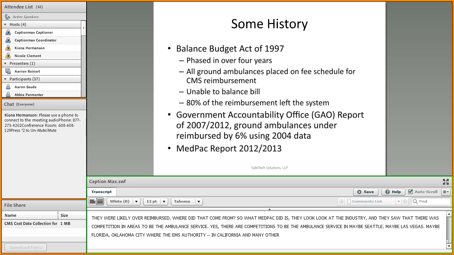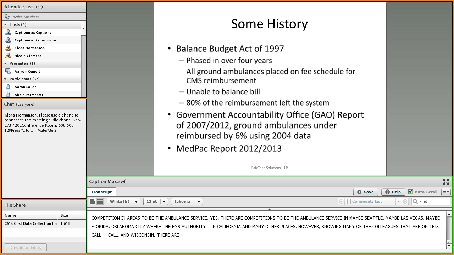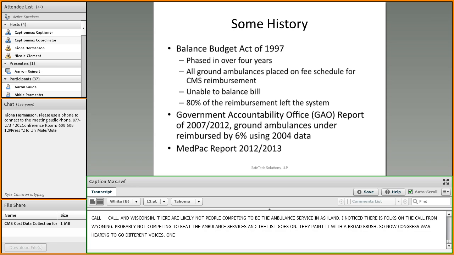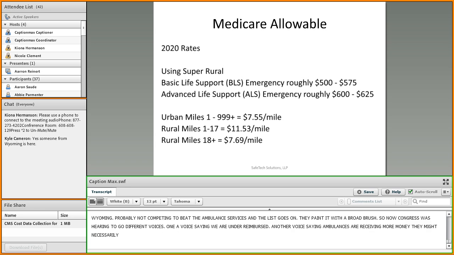What MedPAC did is they looked at the industry and they saw that there was competition in areas to be the ambulance service. So yes, there are competitions to be the ambulance service in maybe Seattle, maybe Las Vegas, maybe Pinellas County, Florida, Oklahoma City, where EMSA is the EMS authority, in Alameda County, California, and many other places. However, knowing many of the colleagues on this call, like Catherine Miller in Wisconsin, there are likely not people competing to be the ambulance service in Ashland. I know there are folks likely on the call from Wyoming. There's probably not somebody competing to be the ambulance service in Wamsutter, Wyoming, and the list goes on. So they painted with a broad brush.